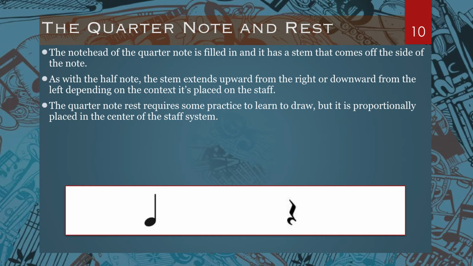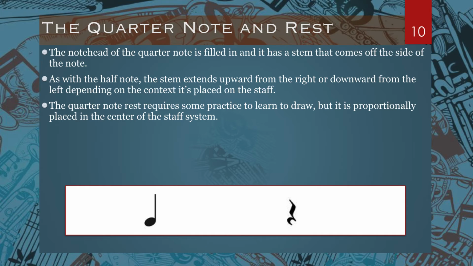So the quarter note and rest. The note head of the quarter note is filled in, and it has a stem that comes off the side of the note. As with the half note, the stem extends upward from the right or downward from the left, depending on the context in which it's placed on the staff.